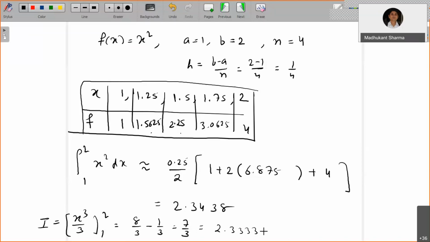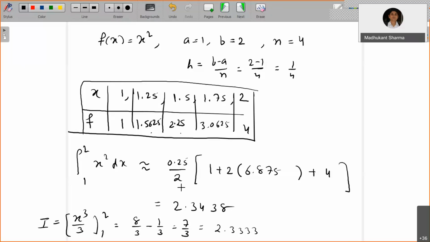Now you can increase the number of points. Instead of n equals 4, you can work with n equals 10. Okay, you create a table, get the approximated value, and you can show that it converges to the analytical value. Okay, right.